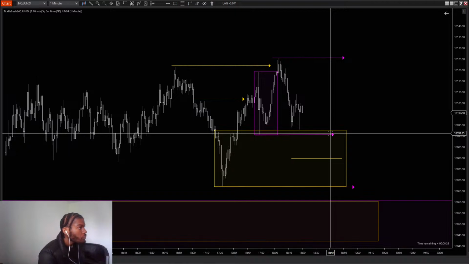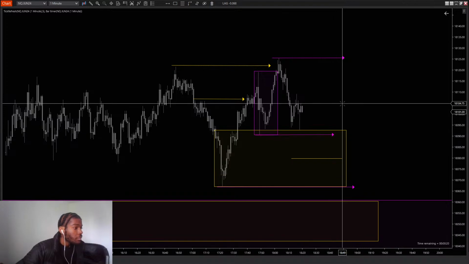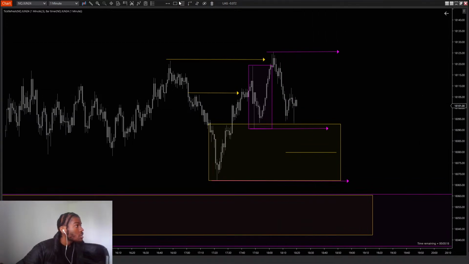I'm waiting for this low to be taken. I'll be real, price is just in between these. It's in this range right here.